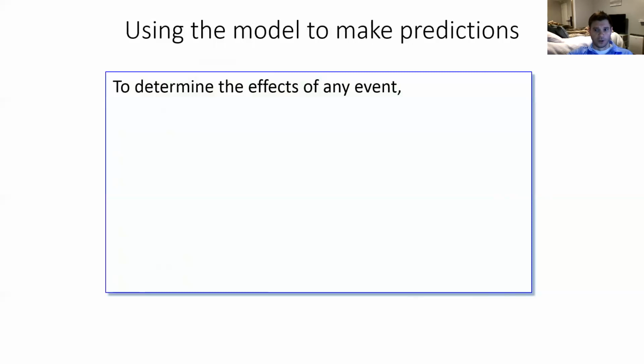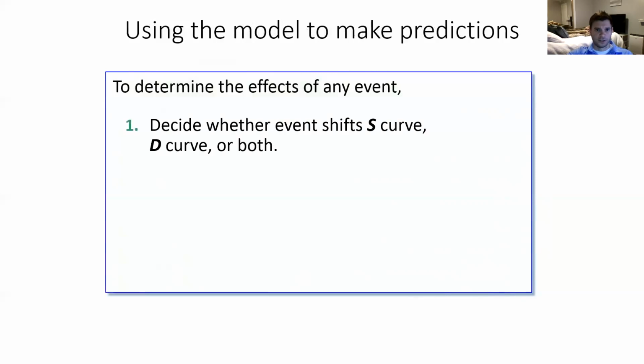Okay, so step one in making a prediction requires us to decide how a particular environmental change in the economic environment affects either the supply curve, the demand curve, or potentially both. So first thing we've got to do is figure out which curve is affected by the economic environmental change. And then the second thing we're going to do is figure out in which direction the curve or curves shift. Okay, so which curve is affected, which direction does it shift?